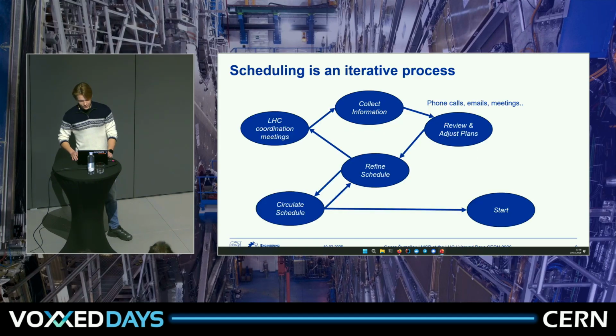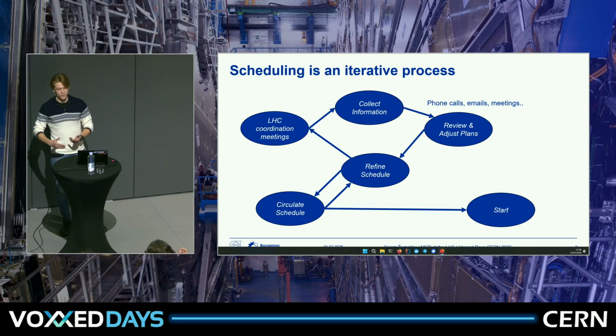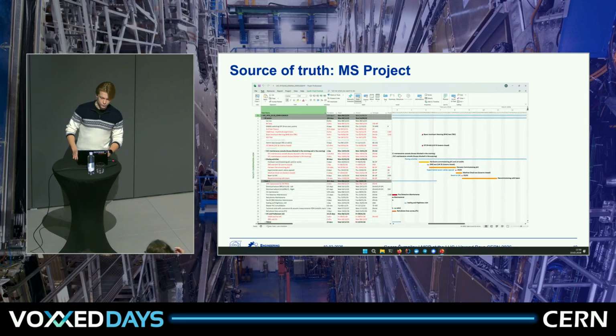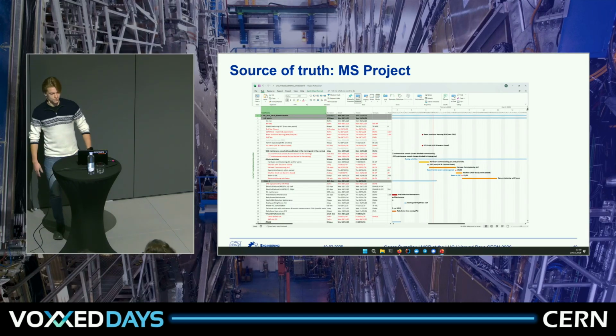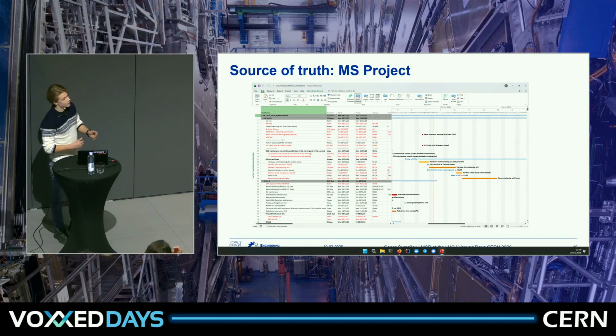Now, scheduling is an iterative process. You need to attend different meetings, you need to phone people, email people, adjust the planning, etc., and collect information about which constraints are being made by different teams. And this all comes down to the source of truth, the MS Project. This is a big, big table with all of the tasks in regards to the LHC. There are thousands upon thousands of tasks, and on the left side you can see that this is quite a big table.